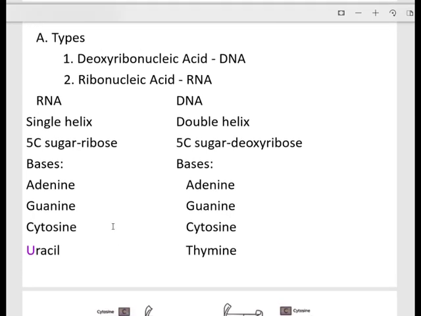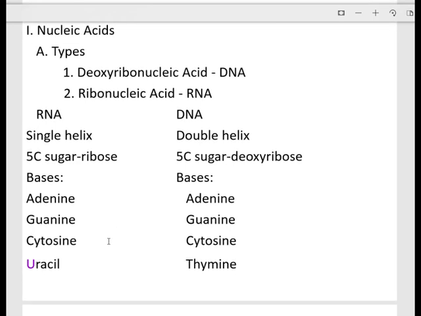Then there are 4 bases that are found in RNA and DNA. Notice that adenine, guanine, and cytosine are found in both, but the 4th base in DNA is thymine. Instead of thymine, RNA substitutes uracil. Notice that I've capitalized the first letter in the name of the bases.